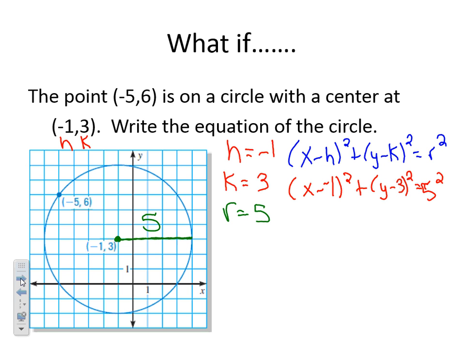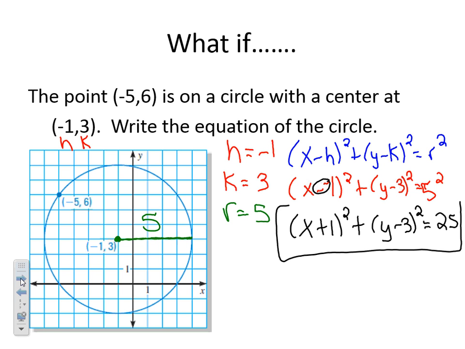Simplify. When I am simplifying this one, minus a negative turns into a positive. So I'm going to have (x + 1) squared plus (y - 3) squared equals, and 5 squared is 25. And that is our answer.